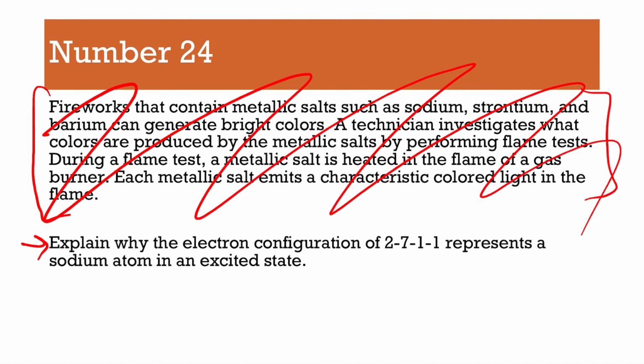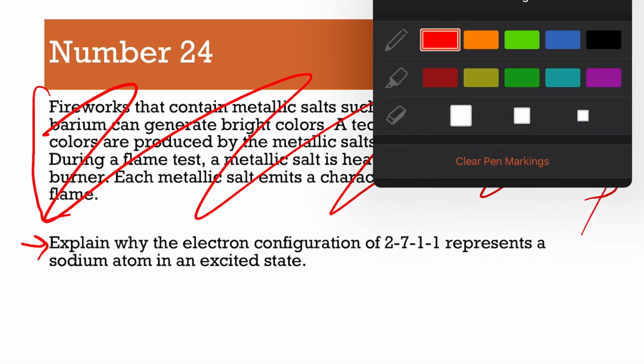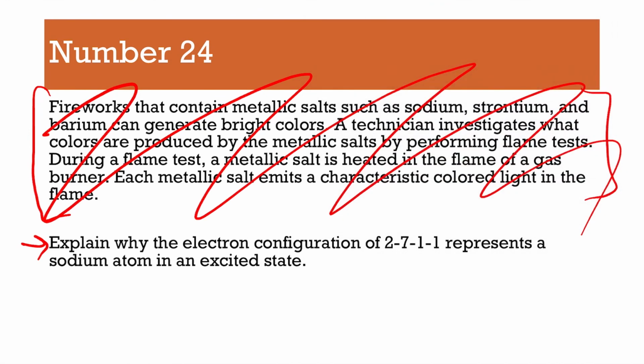Explain why the electron configuration of 2-7-1 represents sodium in an excited state. So we know it's sodium because if you add all these together, you get 9, 10, 11. Sodium, which is an A by the way, has 11 electrons because the atomic number is 11. So it's excited because that second shell should have 8 electrons. But what happened is something here got jumped up and moved a few levels.